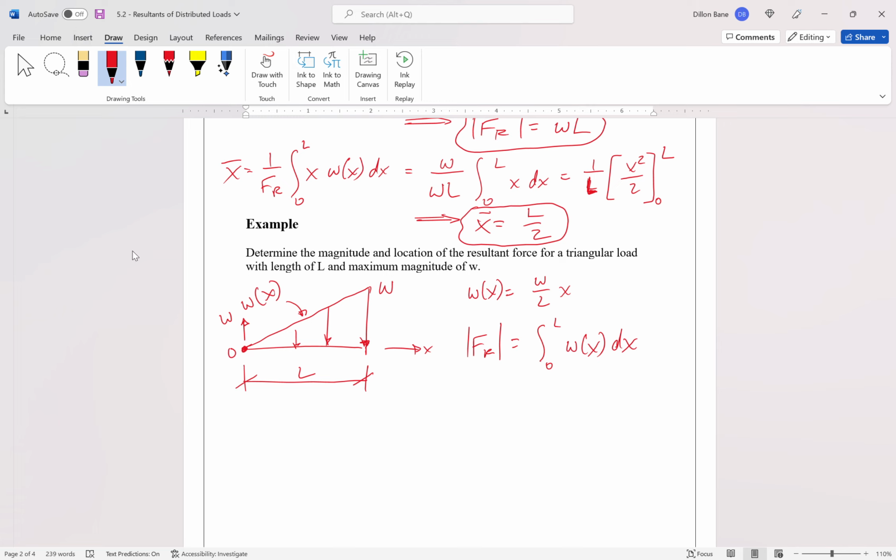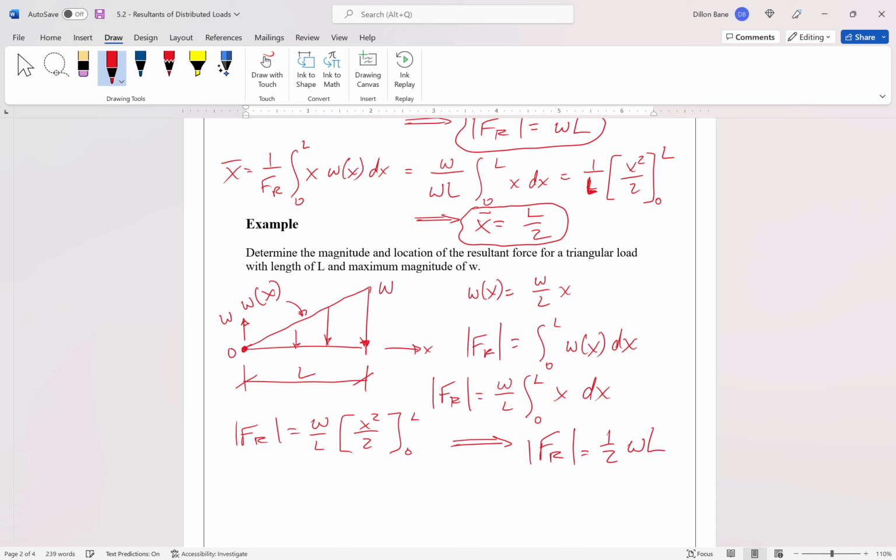So what we have is the magnitude of F_R is equal to W over L, integral 0 to L of x dx. Again, just reducing this down, the magnitude of F_R becomes W over L times the integral of x, which is x squared over 2, evaluated from 0 to L. And what we find is that the magnitude of F_R is simply 1/2 W times L.